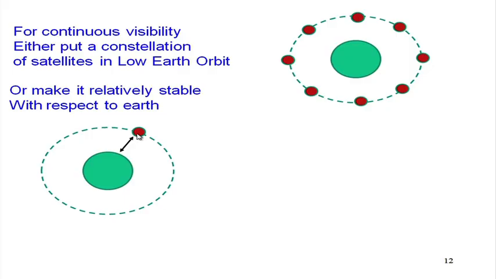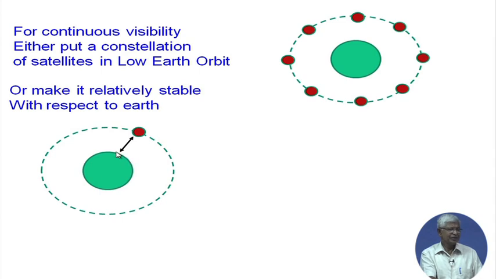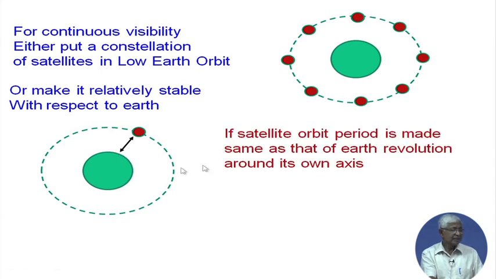The other way is to make the satellite relatively stable with respect to the movement of the Earth. Now how can that be done? That can be done only if the satellite period is made the same as that of the revolution of the Earth on its own axis, because Earth is moving. Whatever time it takes to revolve once, if the orbital period is the same as that, then it is relatively stable. So this is one important observation we have seen.